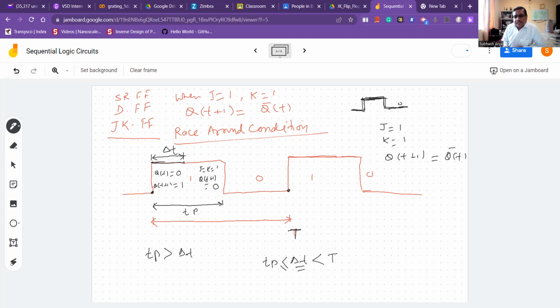The remedy for overcoming this race around condition is called the master slave JK flip-flop. The operation will be the same, only we will increase this time to get the same output. The output will be the complement of the previous one, but it should be stable. It should not blink between 0 and 1. So how can we make this master slave JK flip-flop?